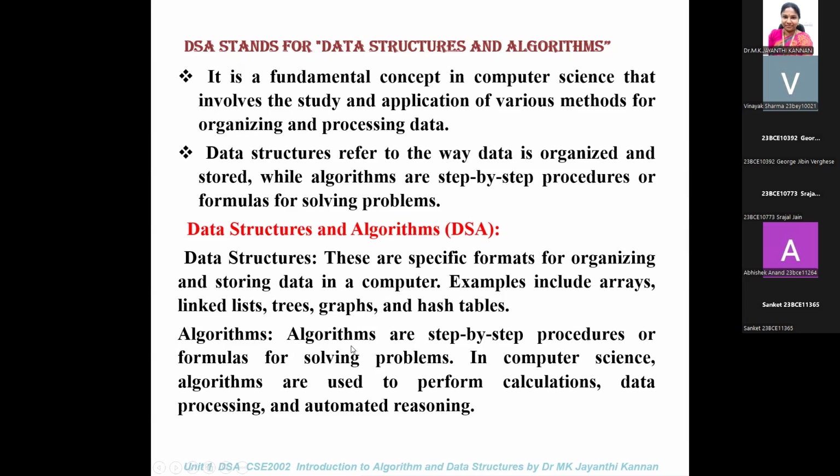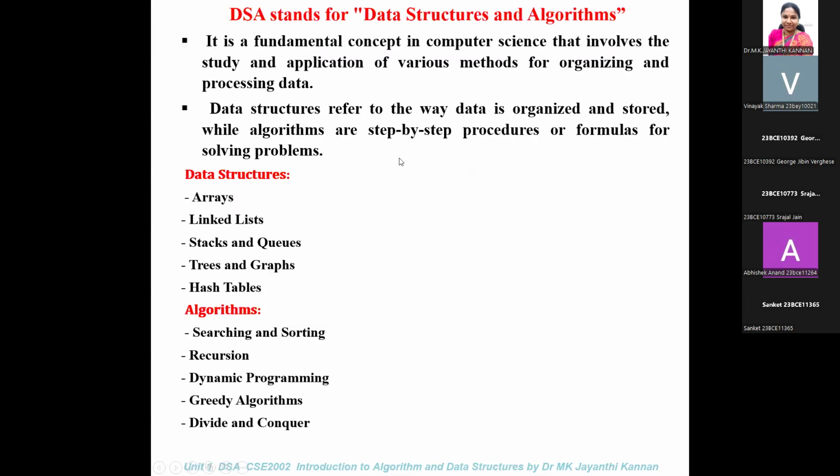And algorithms are step-by-step procedures or formulas for solving a problem. In computer science, algorithms are used to perform calculations, data processing, and automated reasoning steps. It is a fundamental concept in computer science that involves the study and application of various methods for organizing and processing the data. So the same definition is repeated.